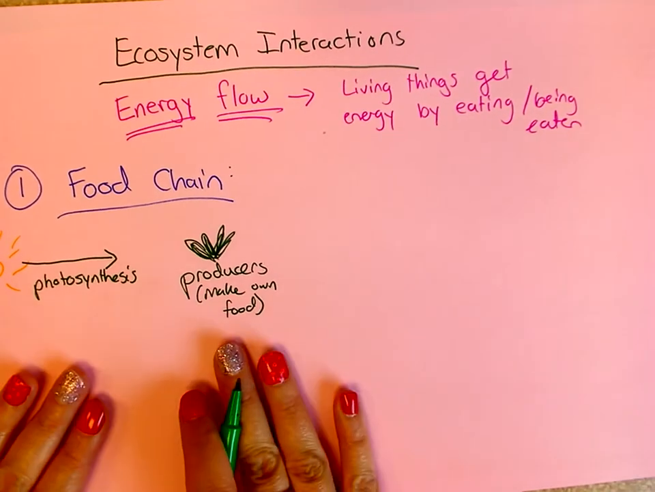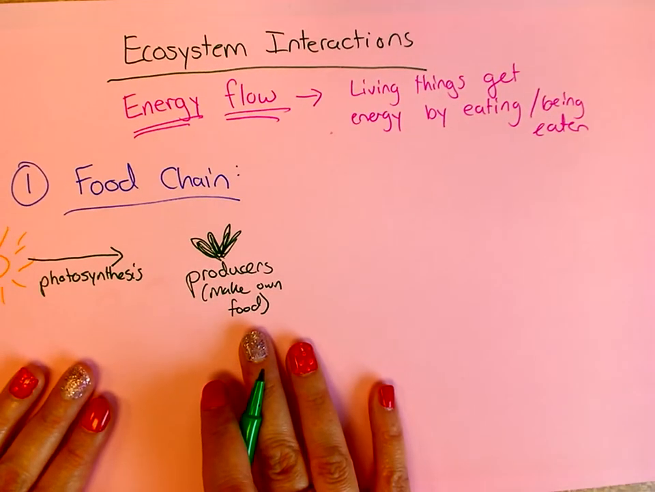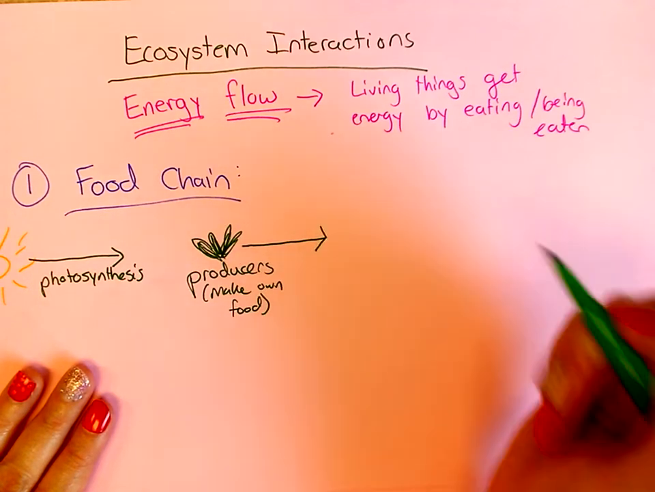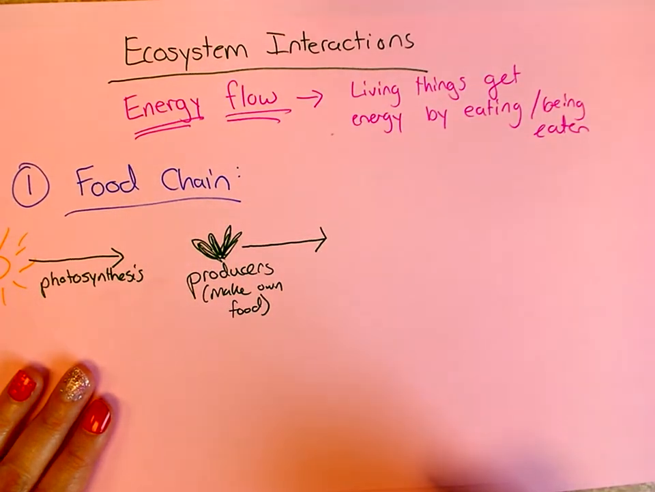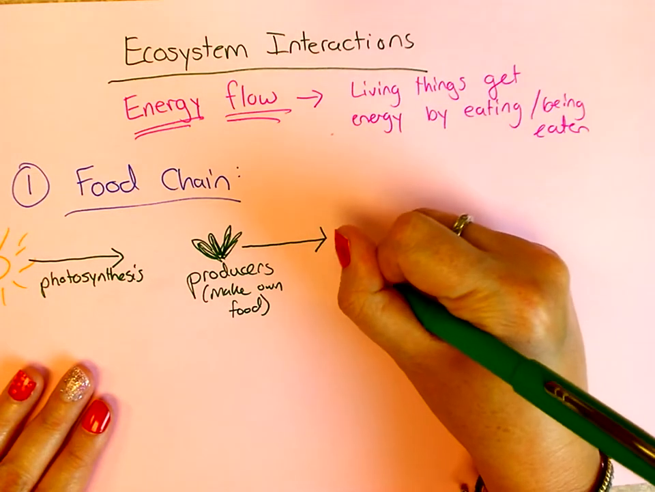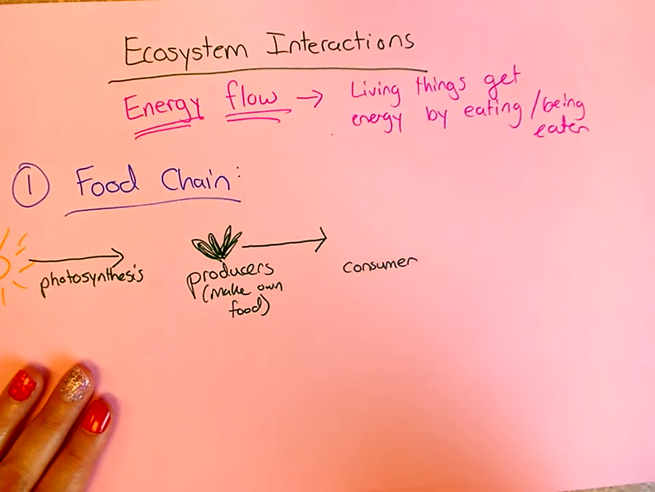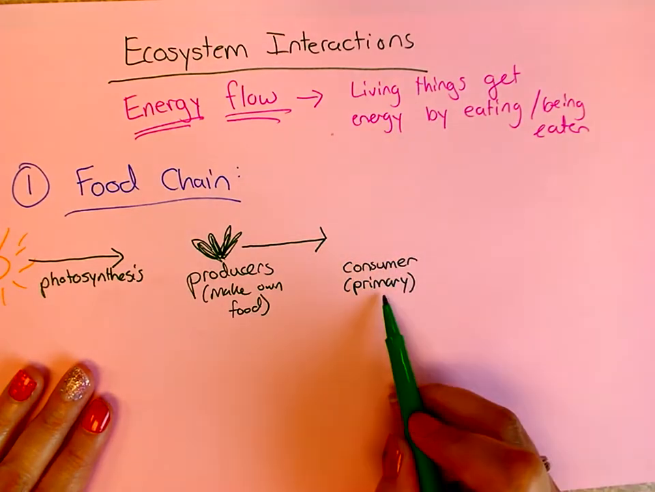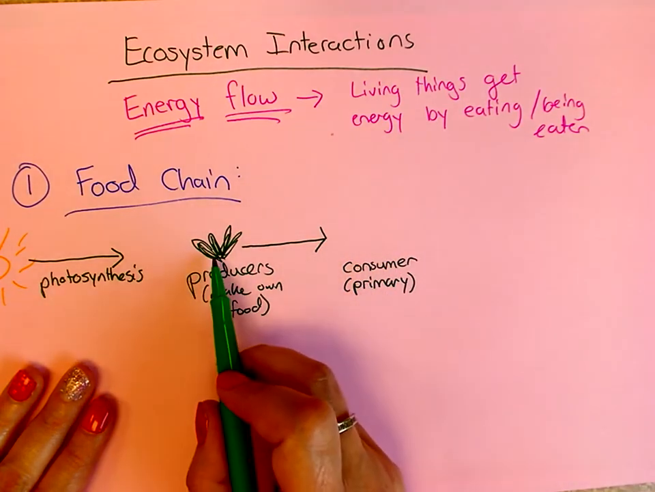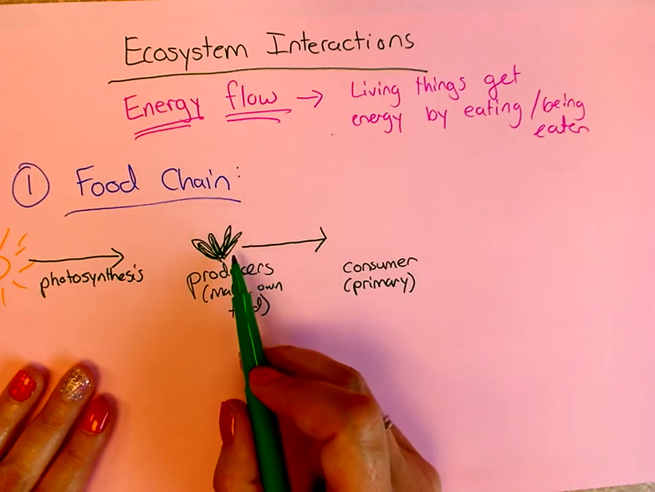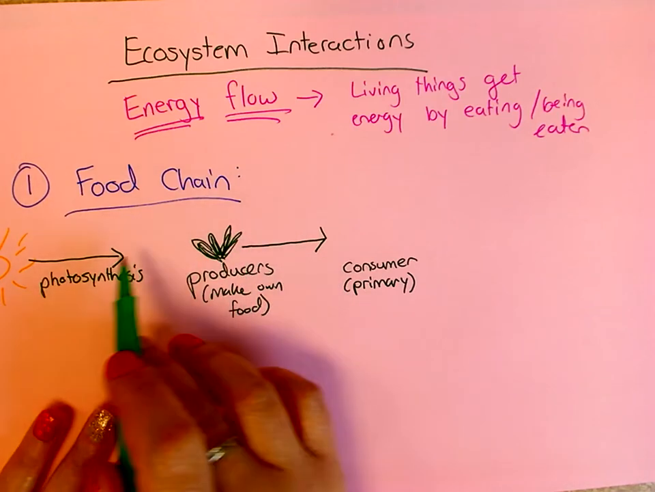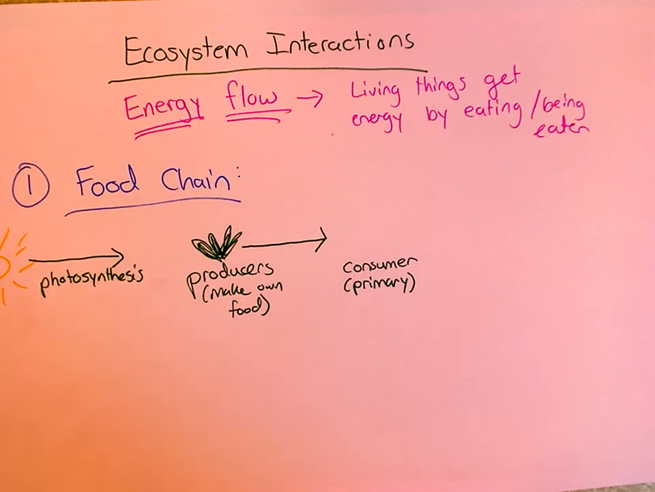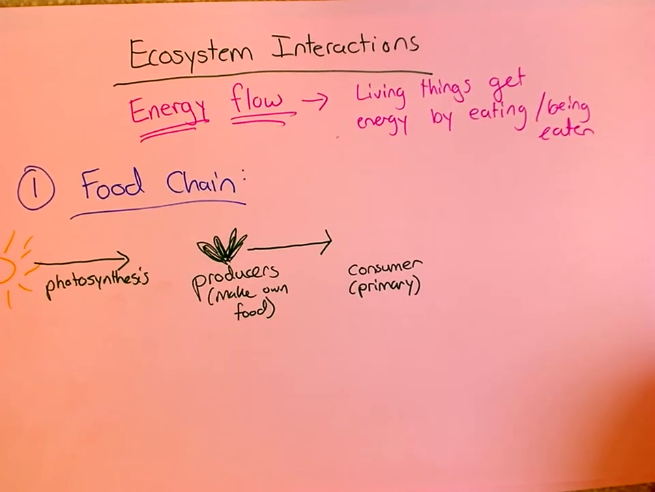All right, so in a food chain, we start with the producers, whatever has made its food, and then we're going to show the energy flow from that producer to one organism that eats it, okay? We call that a consumer, okay? We actually call it a primary consumer because it is getting the primary energy from that plant. It's going to be the first one to have eaten that energy that the plant harnessed from the sun through photosynthesis.